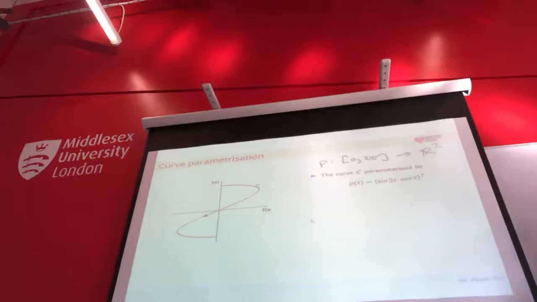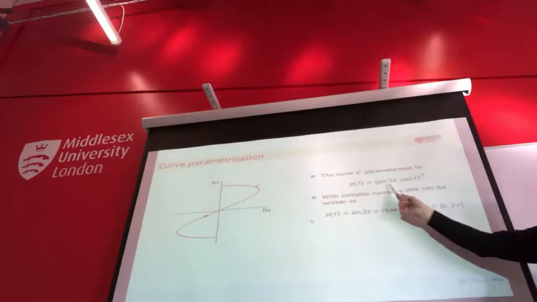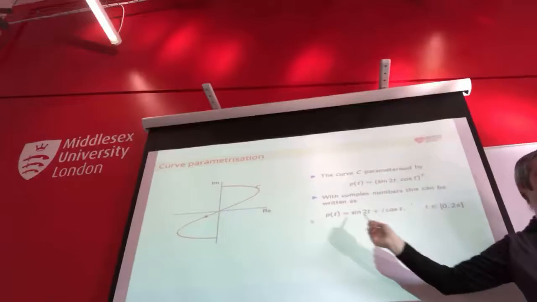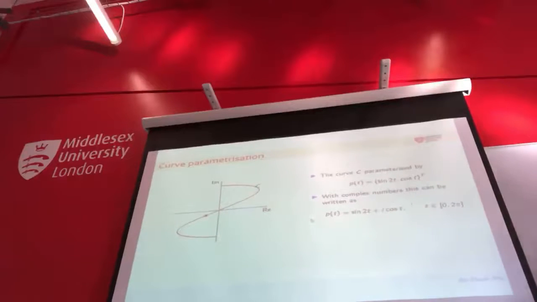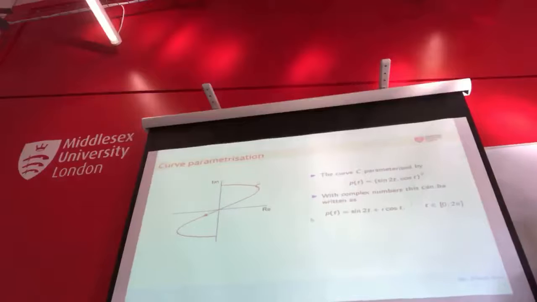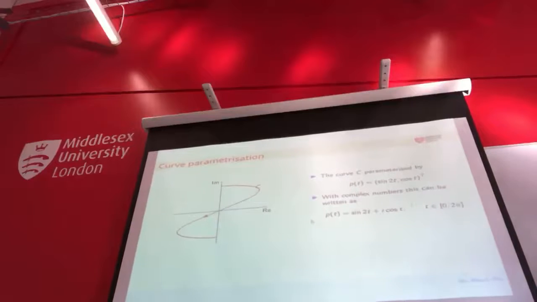So this is what you're used to doing. In complex numbers, it's the same thing, except that instead of writing it as a coordinate or a vector like that, you write it as a complex number like that. So p of t is sine 2t plus i cos t in this example. And there's plenty more examples.